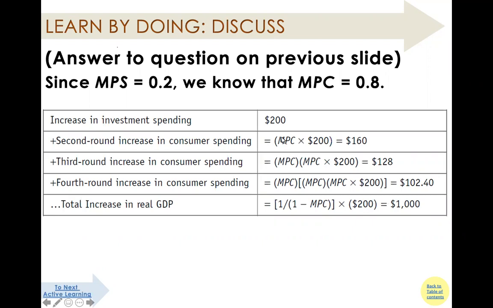And so you can see things are going to keep moving. And then what we are going to do is add them together. Eventually we are going to end up with this formula. So this 1 over 1 minus MPC, that's the multiplier. That actually equals 1 plus MPC plus MPC squared plus MPC cubed, and so on and so forth. Then we plug in the numbers, and we get the total increase in real GDP equal to 1,000. All right, so that's this example.